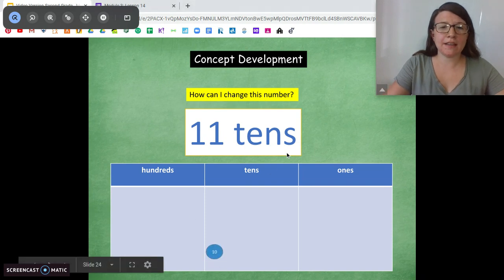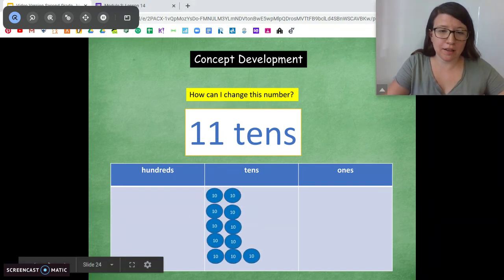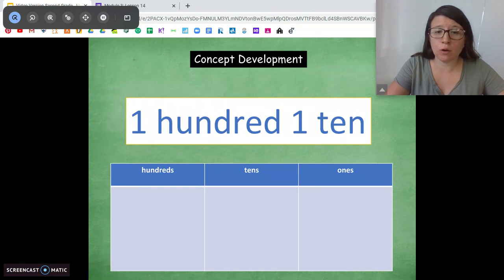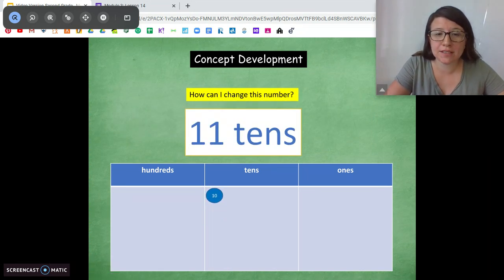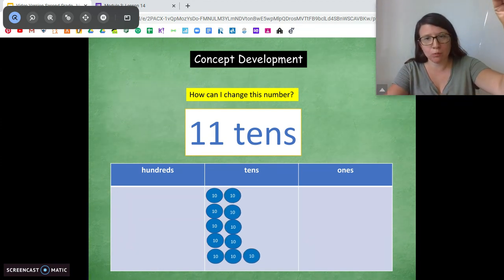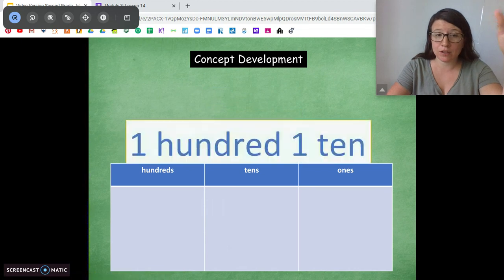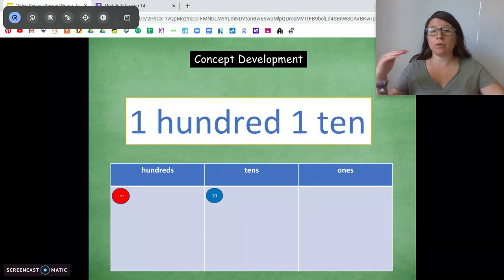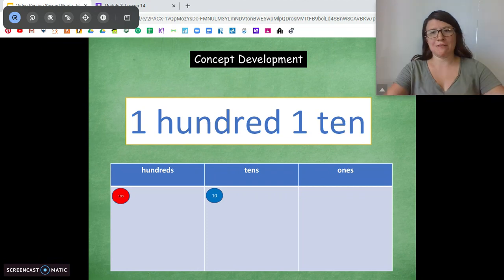So 11 tens, we could change this. We got 11 tens in there. We could change this to 1 hundred and 1 ten. We can group 10 of these tens together. 1, 2, 3, 4, 5, 6, 7, 8, 9, 10. We can take those tens and move them to the left this time into a group of 100. So 11 tens equals 1 hundred and 1 ten.